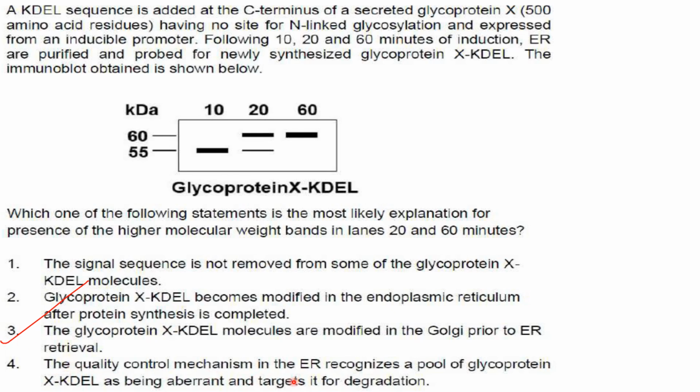The quality control mechanism in the endoplasmic reticulum recognizes a pool of glycoprotein XKDL as being aberrant and targets it for degradation. If suppose the glycoprotein XKDEL was degraded, then you would not have got high molecular weight bands, you would have got still lower, very much lower. So fourth is not the correct option. So answer is option 3.